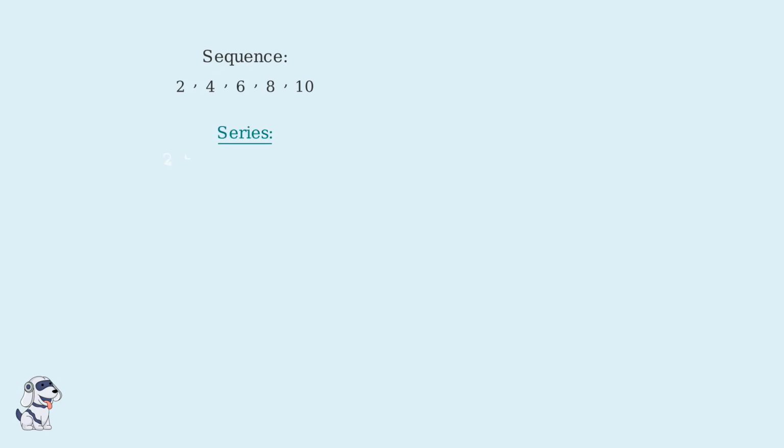A series is formed when we add up the terms of a sequence. Instead of just listing the terms, we combine them with addition signs. The result of adding all these terms gives us the sum of the series. In this case, 2 plus 4 plus 6 plus 8 plus 10 equals 30.